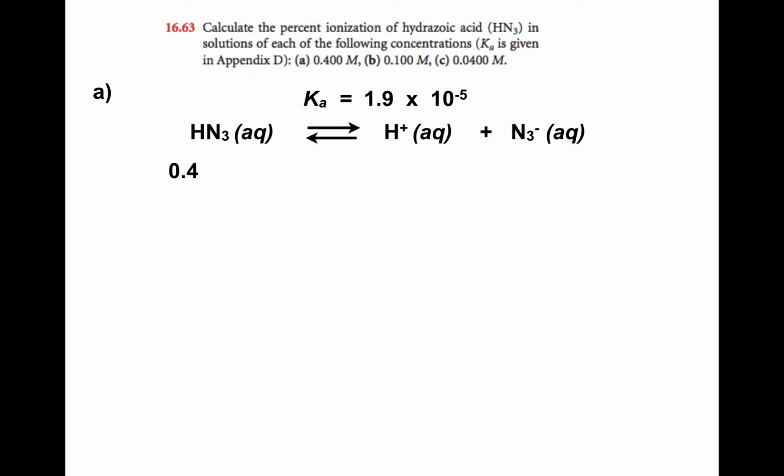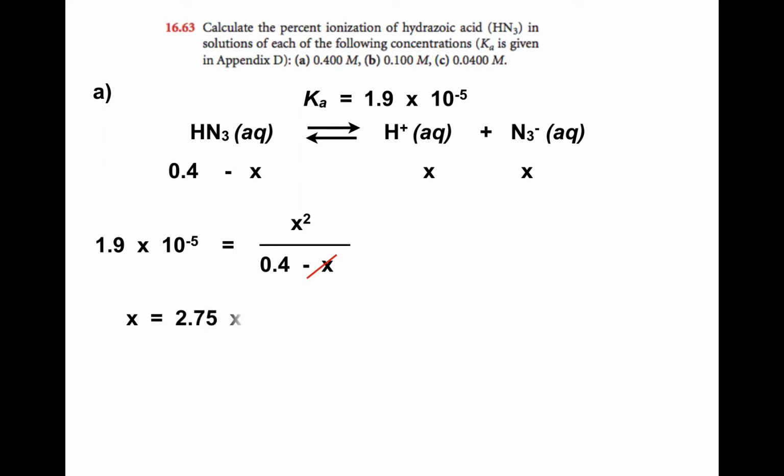So if I'm going to figure out percent ionization, I need to know how much this acid ionizes, right? So for every X amount of hydrazoic acid I lose, I make X amount of H plus, X amount of the conjugate base. I plug these into the law of mass action, solve for X. Again, the Ka is so small I can ignore the decrease in concentration of hydrazoic acid.